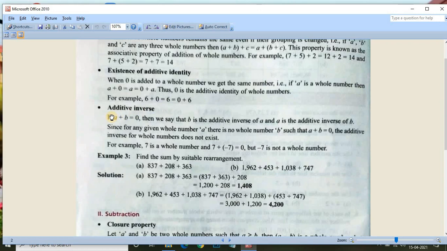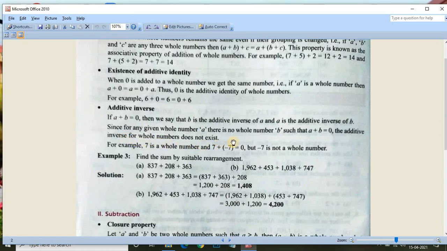Now come to the next one, additive inverse. If a plus b equals 0, then we say that b is the additive inverse of a and a is the additive inverse of b. I repeat this sentence. If a plus b equals 0, then we say that b is the additive inverse of a and a is the additive inverse of b. Since for any given whole number a, there is no whole number b such that a plus b equals 0, the additive inverse for whole numbers does not exist.